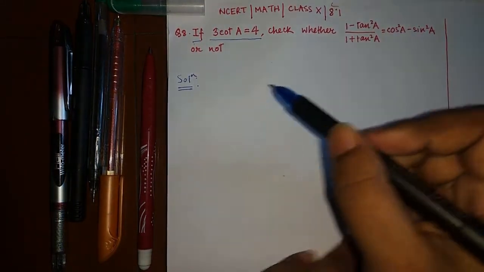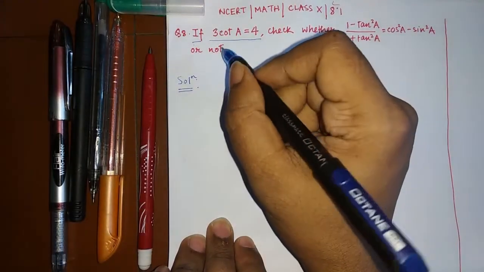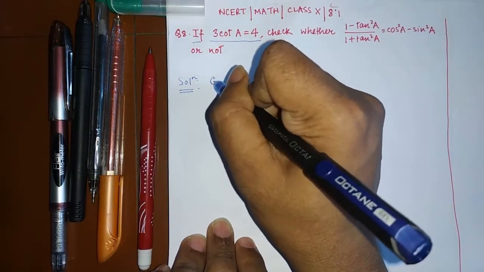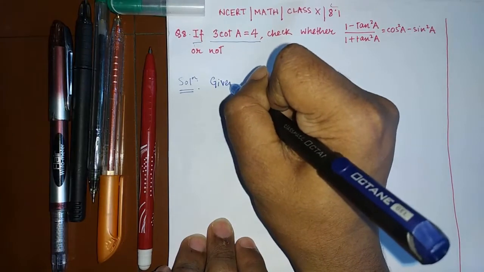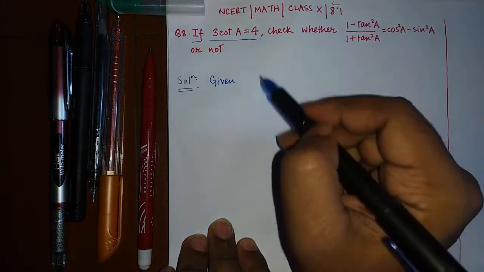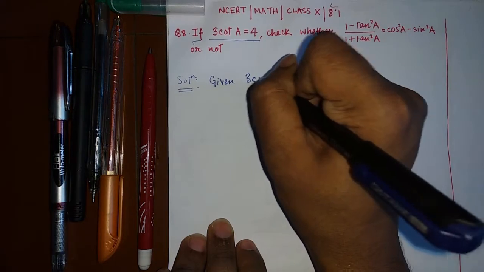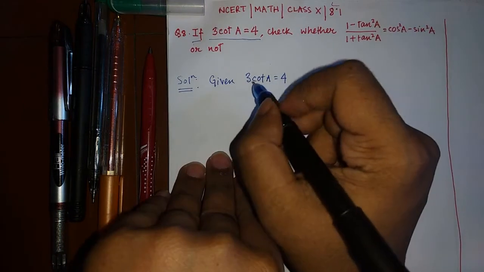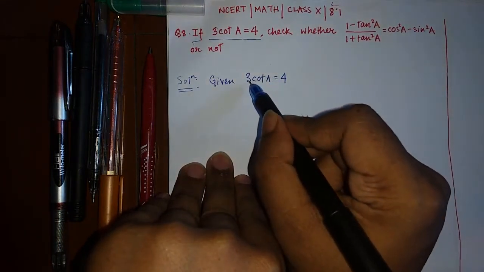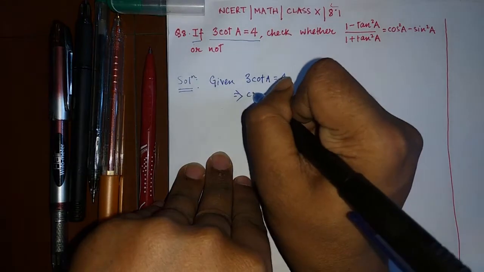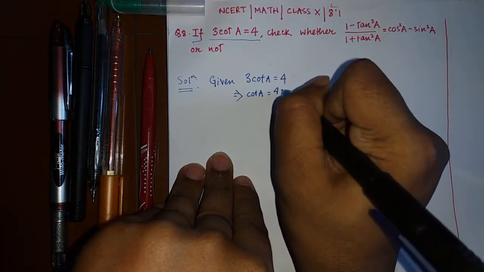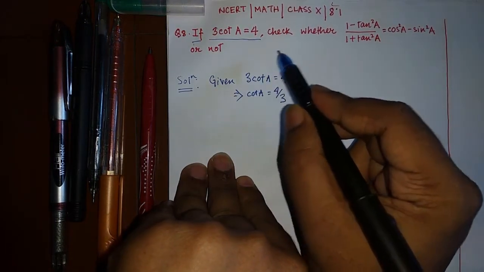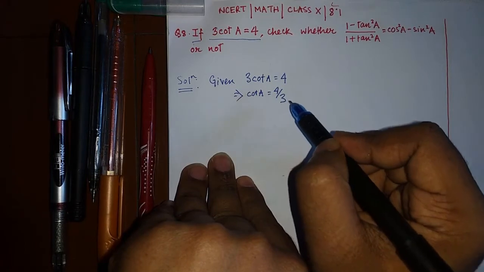So first let's proceed to the solution. First write the given equation. What is given? Given 3 cot A is equal to 4, isn't it? Right? 3 cot A equals 4. Then you do one thing, you transfer this 3 to the right hand side. What will you get? Cot A is equal to 4 by 3. Clear? It's in multiplication form. If you transfer it to the right hand side, it will go to the denominator as division form.